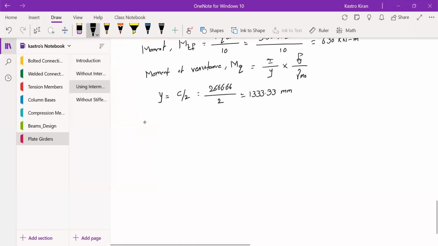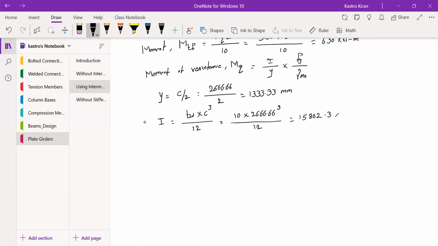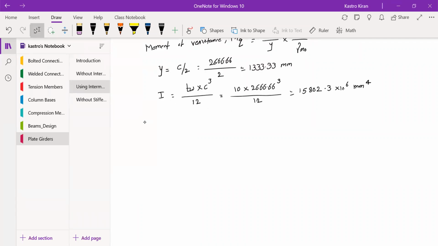The moment of inertia, I, is taken as the thickness of web into spacing cubed divided by 12. You know the thickness of the web, which is 10, and the spacing value is 2,666.66 cubed divided by 12. That is the BD cube by 12 concept, which will be 15802.3 into 10 power 6 mm power 4. Finally, you have to find the value of MQ.